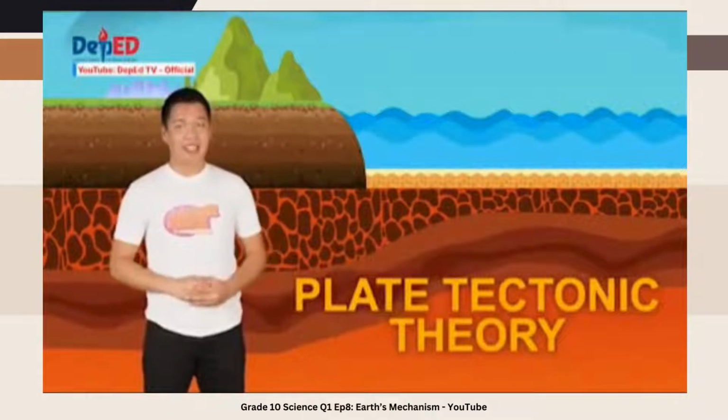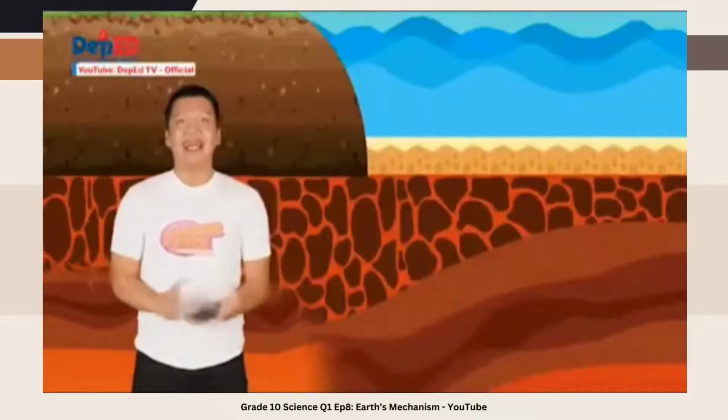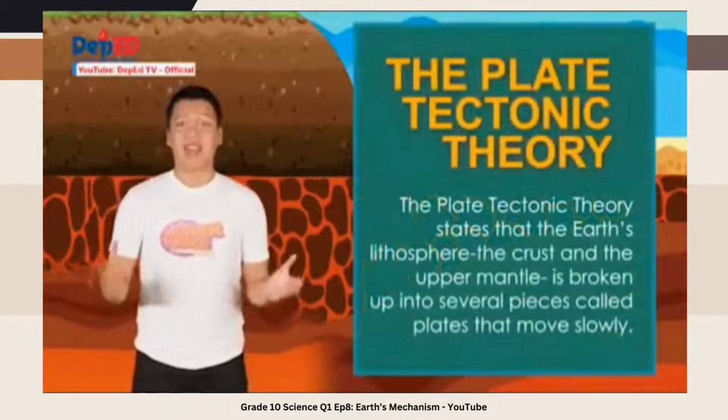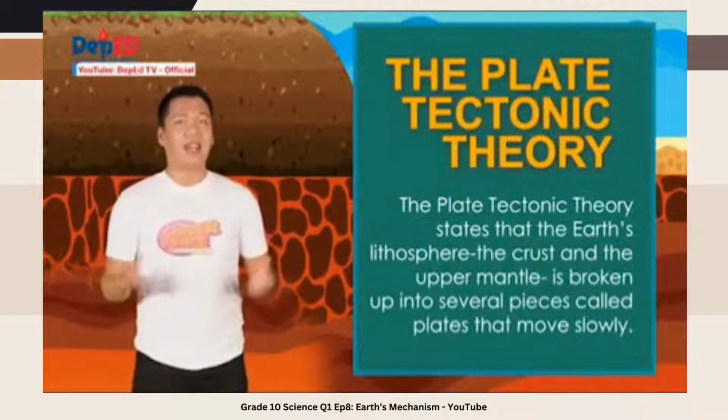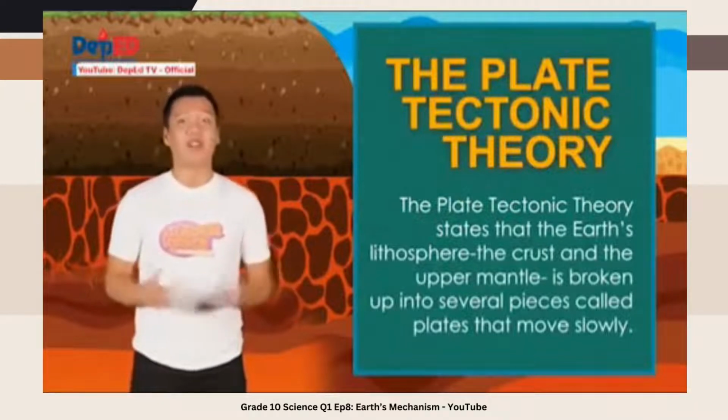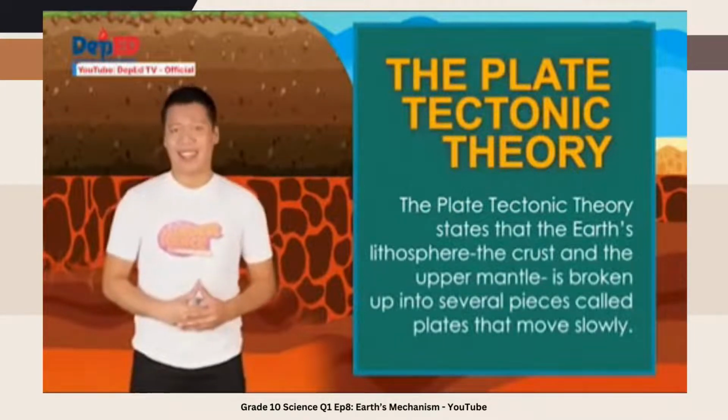Developed in the 1960s, plate tectonics is the modern version of continental drift, a theory first proposed by scientist Alfred Wegener in 1912. The plate tectonic theory states that the Earth's lithosphere, the crust and the upper mantle, is broken up into several pieces called plates that move slowly.